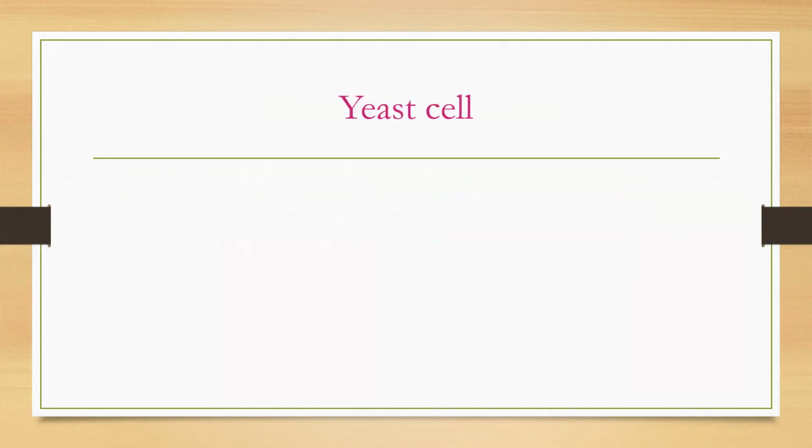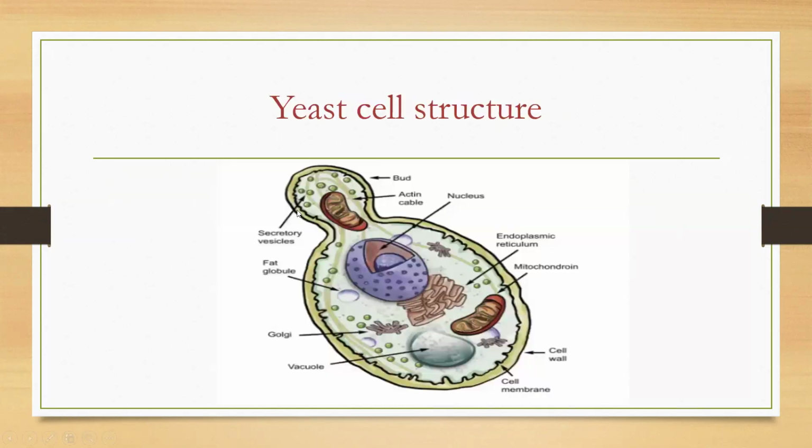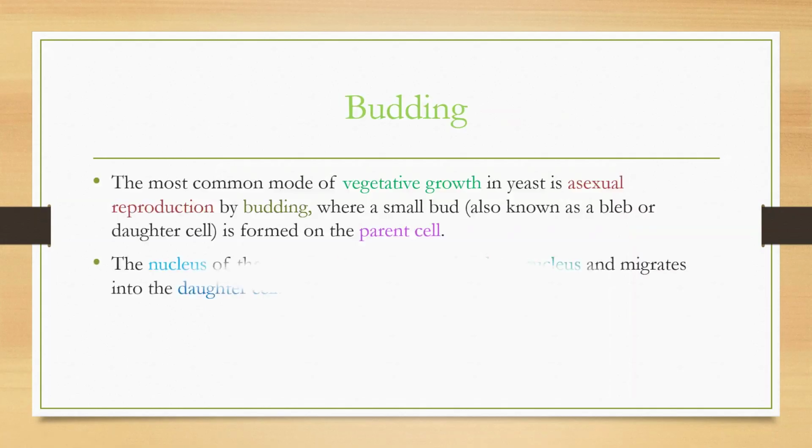Look at here. This is the parent cell. This is the daughter cell. This is called bud. This is the parent cell. Okay. The nucleus of the parent cell splits into a daughter nucleus and migrates into the daughter cell. The nucleus transfers into the daughter cell. Okay. First, the nucleus in the parent cell splits into daughter nuclei.